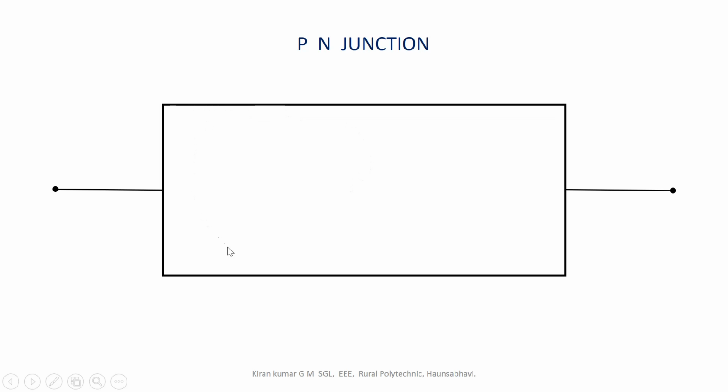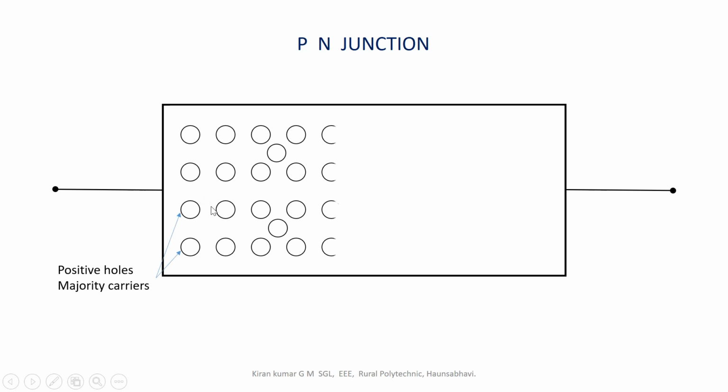The rectangle represents the pure semiconductor bar. When one side of this pure semiconductor bar is doped by an acceptor trivalent impurity like boron, it creates a large number of positively charged holes in this region. As there are more positively charged holes, the region is called a p-type semiconductor.